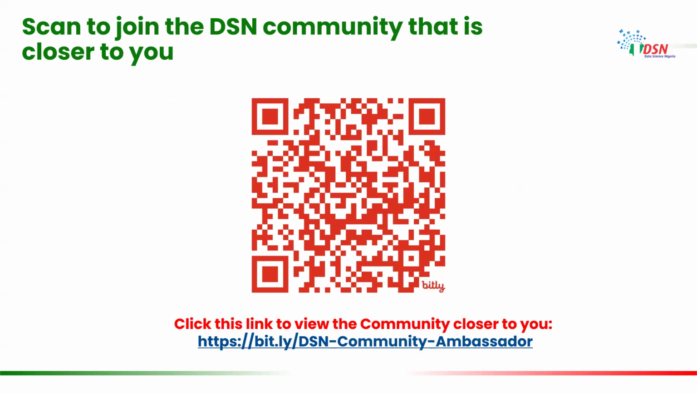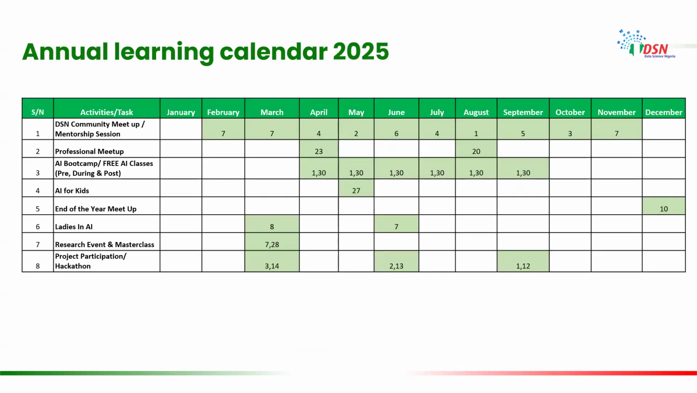And then this is another QR code for you to scan to get to know the community that is very close to you. Like I said the other time, we have our presence in over 30 states of the country, and we've also expanded out of the country. Once you scan this code, you are going to see a community nearby you, either a campus club or a city community that is close to where you are staying.